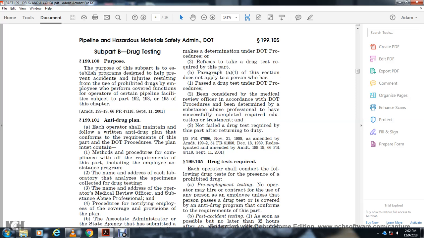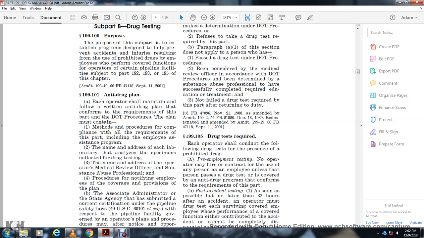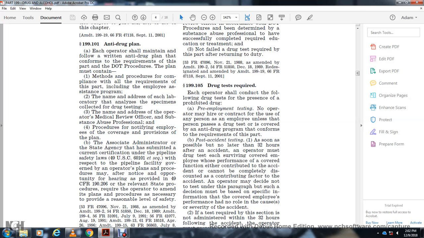Drug tests required. Each operator shall conduct the following drug tests in the presence of the prohibited drug. Pre-employment testing: no operator may hire or contract for the use of any person unless the person passed the drug test and is covered by an anti-drug program that conforms with the requirements of the part. Post-accident testing: as soon as possible, but no later than 32 hours after the accident, the operator must drug test each surviving covered employee whose performance of a covered function either contributed to the accident or cannot be completely discounted as a contributing factor to the accident.